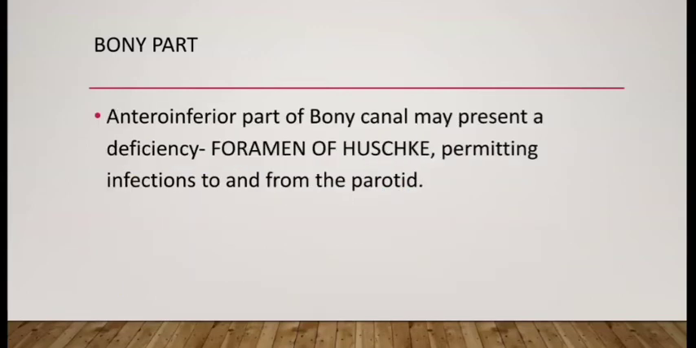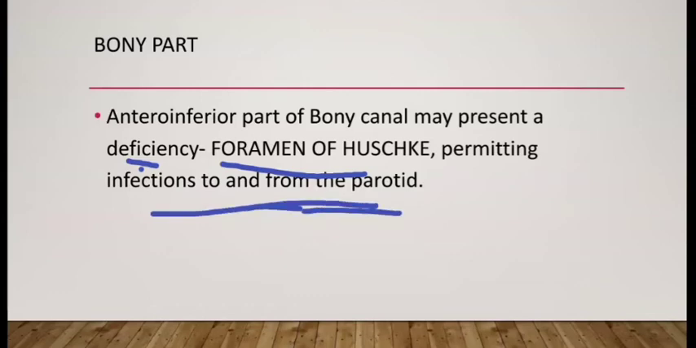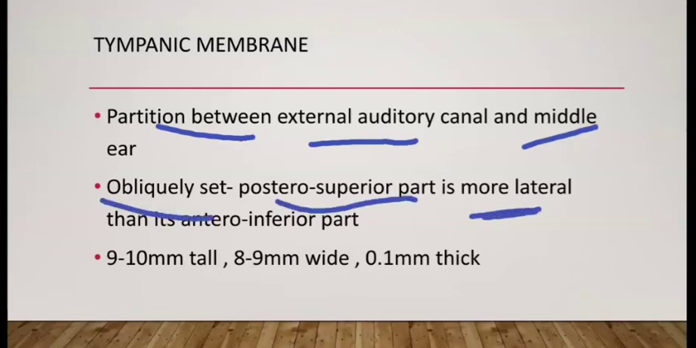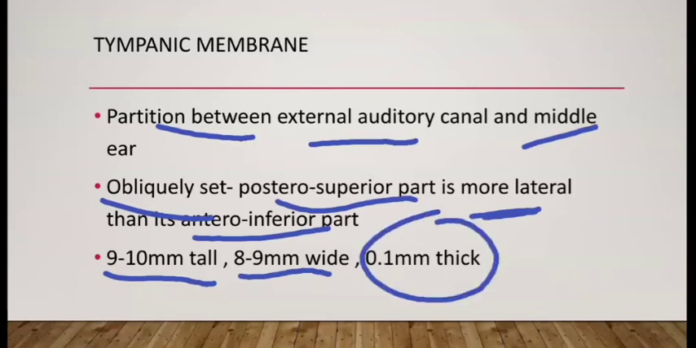Then the anteroinferior part of the bony canal can present with a deficiency known as the foramen of Huschke, which permits infection to and from the parotid gland. Then the tympanic membrane. The tympanic membrane is a partition between the external auditory canal and the middle ear. It is not set straight, it is an obliquely set membrane, and its posterosuperior part is more lateral as compared to the anteroinferior part. It is 9 to 10 mm tall, 8 to 9 mm wide and 0.1 mm thick.